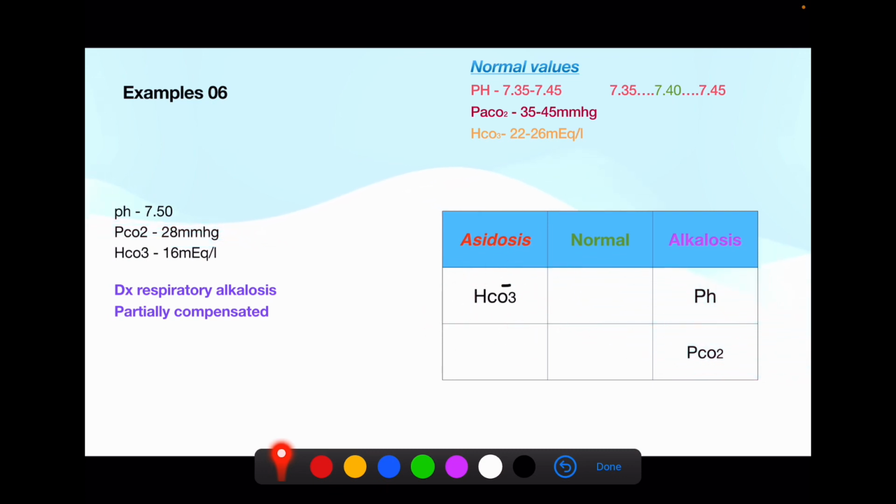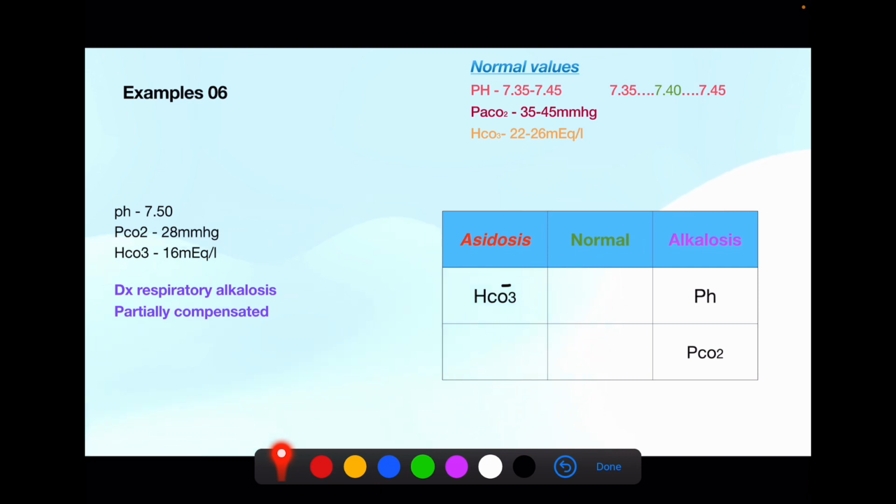Now you have to stick with your principles and get your diagnosis. Since your pH is in the alkalosis as well as your carbon dioxide also in the alkalosis, this is a respiratory alkalosis partially compensated. How do you say partially compensated? Your pH is still not in the normal range. It is more than 7.45, which means alkalosis, but the body tries to compensate by removing more bicarbonate and bring the pH into the normal range. That's why we can say this is a partially compensated respiratory alkalosis.